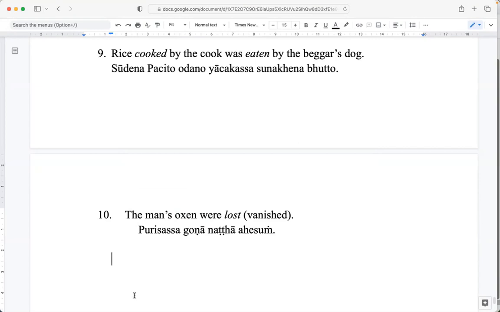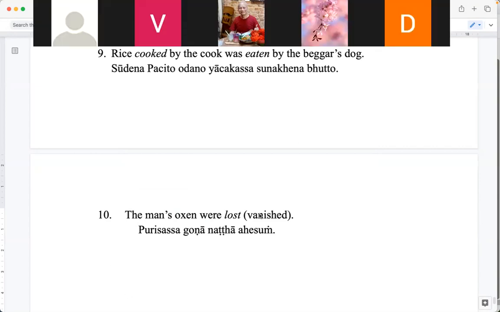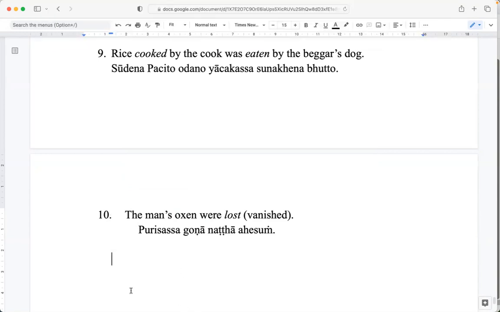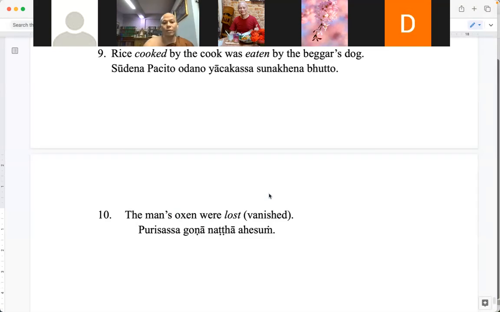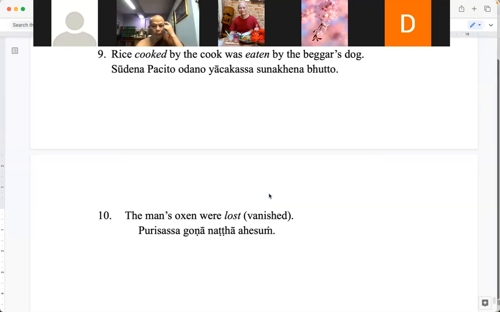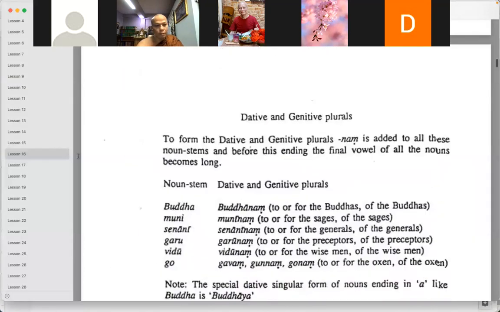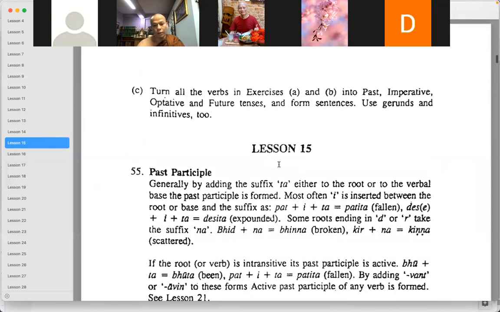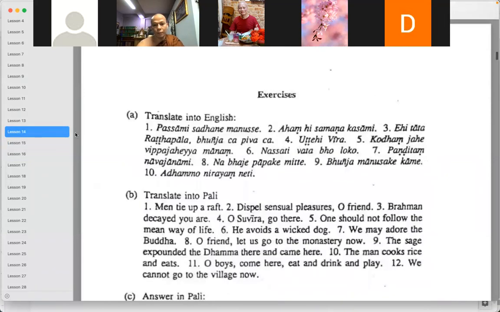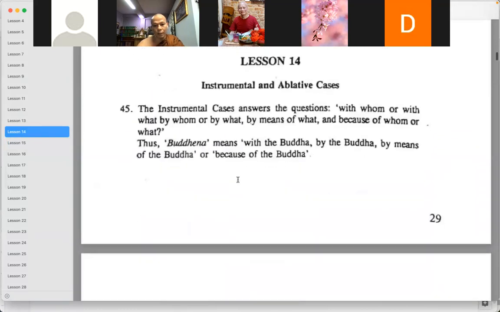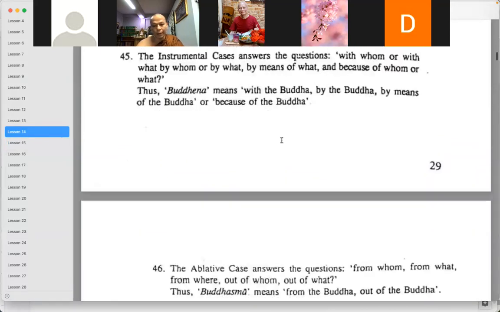Bante, sorry. I just still don't get about Ruka, how can it become Rukato? So that was when we learned the ablative case, maybe in lesson 14. Okay, I will record that one. So in lesson 14, when we learned the instrumental and ablative case.